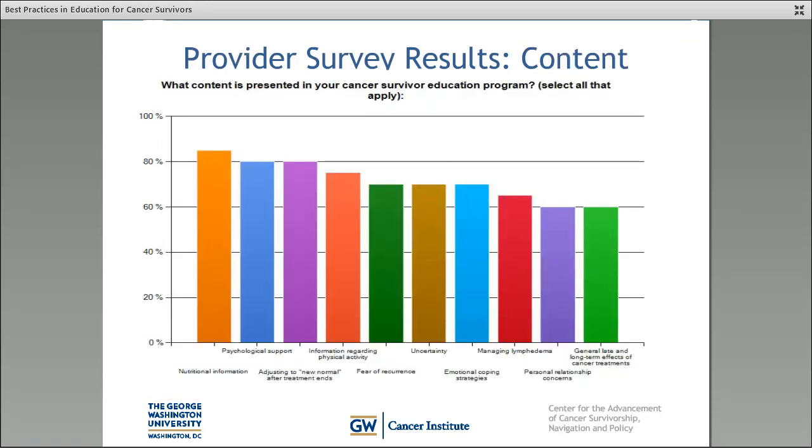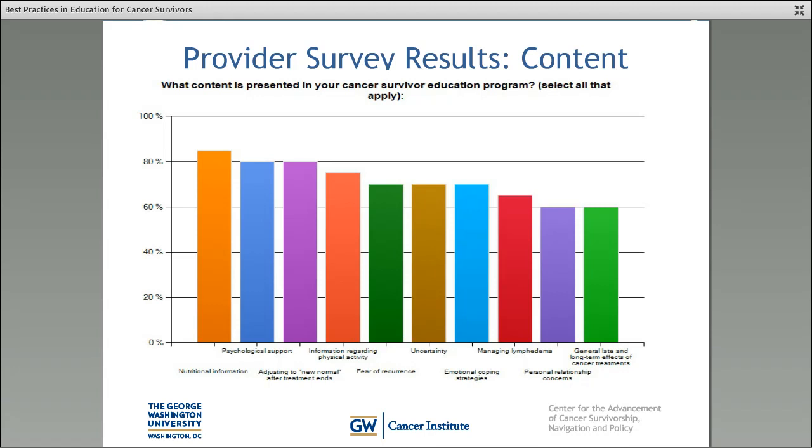So let's look at what's included in the programs. First, we asked about the development of the program. Most programs were not based on an existing program or template created by another organization, such as a cancer transitions program. So most programs were a homegrown program.